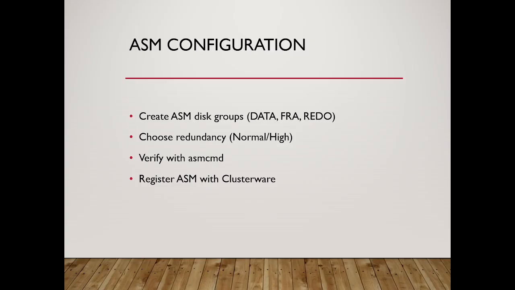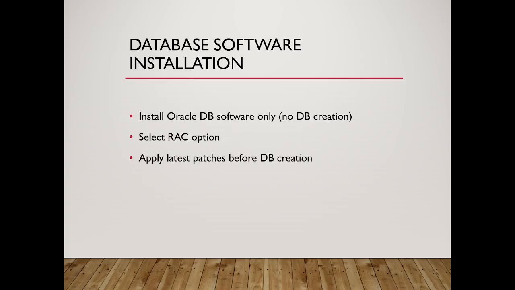So in some configuration here, I will go with a single disk group, but in production you have to create different disk groups: data, FRA, redo, etc. Here I will choose external redundancy, but you have to go with high. So these are the fundamental steps that we are going to cover in the next 2 hours.